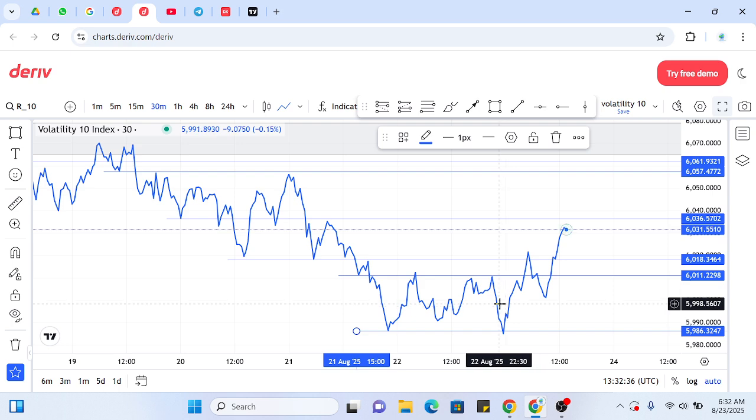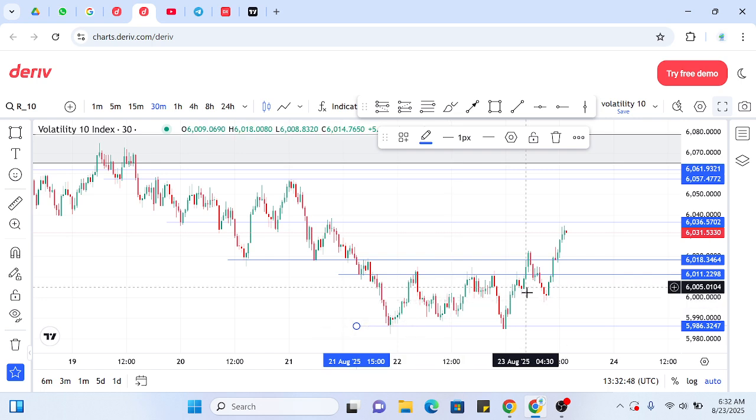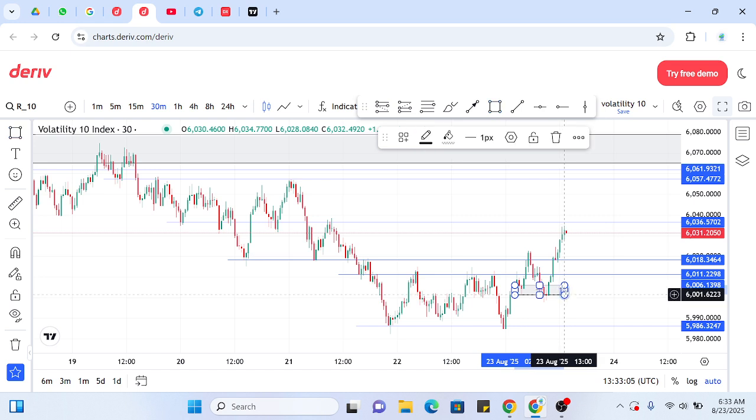So basically, this being done here, first of all I would look for an entry here. Now the entry has already come and gone, because we got a break of structure around this price point to the upside. Price closed above these zones here, came back down and respected the 30 minutes order block here. You understand? It respected the 30 minutes order block here.